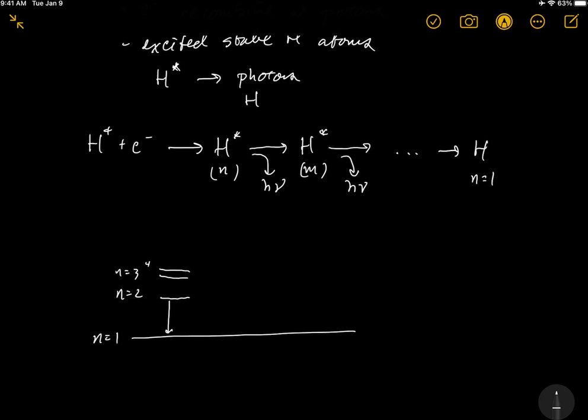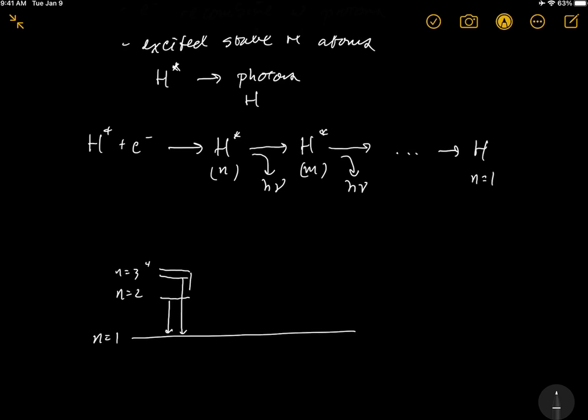And so you can have, say, a transition between N equals 2 and N equals 1, and that's going to give rise to a photon that's equal to the difference in the energy between those two states. You can also go directly from N equals 3 to N equals 1. Now it may not be as intense a line, but it will be there. It may not be as intense for a couple of reasons. One is the rate, or the probability per unit time, of emitting a photon from the N equals 3 state to take you down to the N equals 2 state.